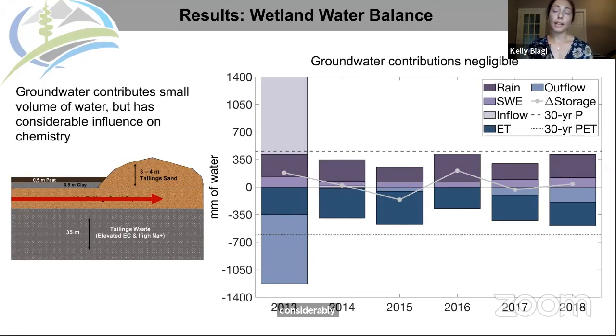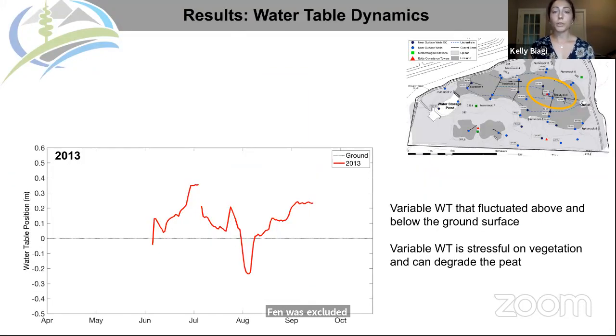Deeper groundwater that flows underneath the Sandhill Fen was excluded, as its contribution is really small. However, it has important implications on the chemistry, which I'll come back to in a little bit. So this change in the dominant fluxes was reflected in the water table responses, which is what you would expect. Here we have water table position relative to the ground surface, which is 0. In this portion of the wetland here, so close to the outlet, which I've indicated with the yellow circle.